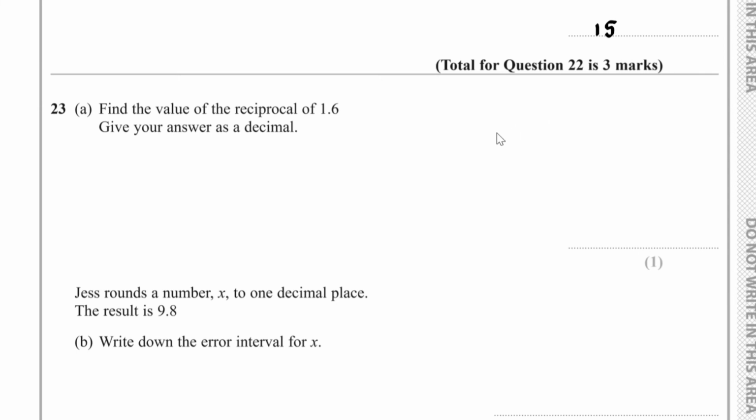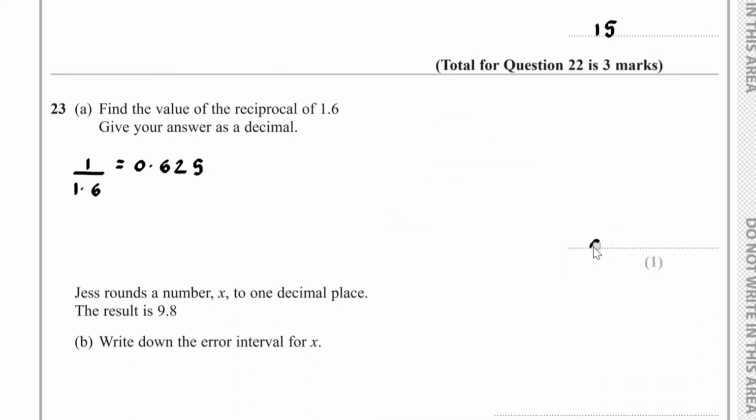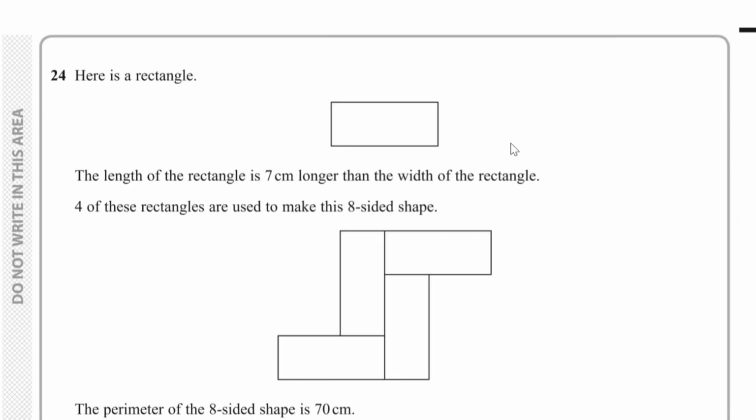Question number 23. For part A, we have to find the value of the reciprocal of 1.6 as a decimal. The reciprocal of 1.6 just means 1 over 1.6. So if I work out what this is, we get 0.625. Then for the next part, Jess rounds a number x to one decimal place. The result is 9.8. We have to write down the error interval. Well, we've got 9.75 is less than or equal to x, which is less than 9.85.